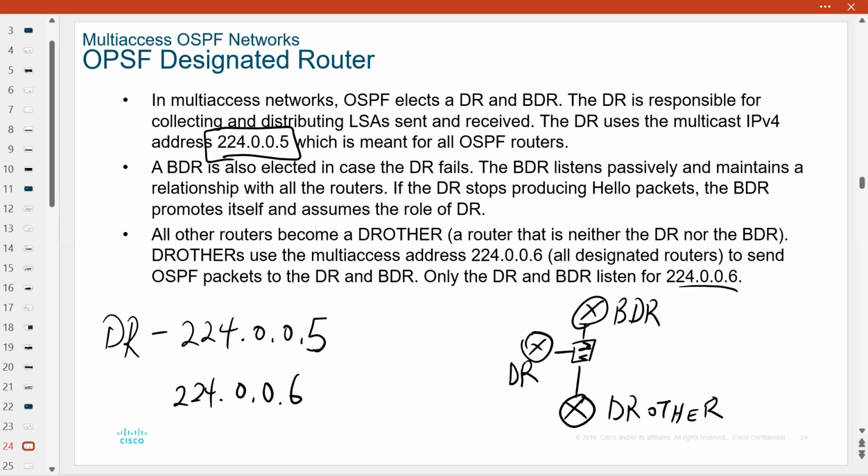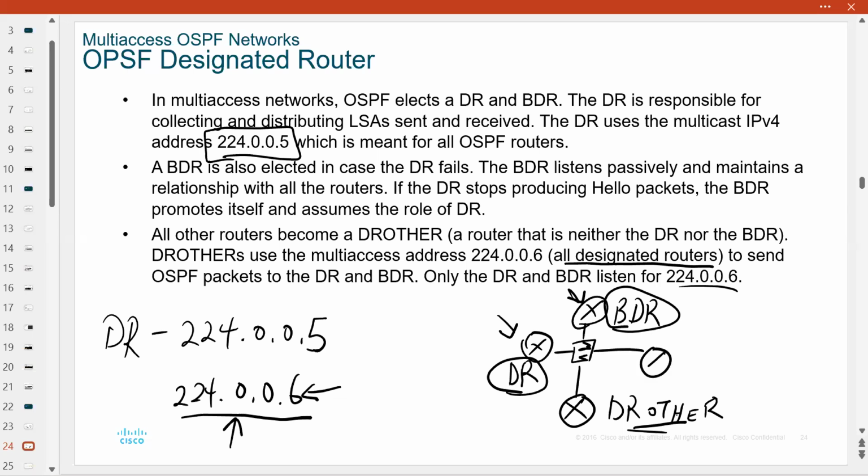So if a DR other wants to send an advertisement, it sends an advertisement using this multicast address, 224.0.0.6. This multicast address is destined for all designated routers. And what are all designated routers? All designated routers are the DR and the BDR. So a message with a multicast address like this is destined for these two here. So a DR other uses this address to send its advertisements. And when the DR receives the advertisements, it collects all the advertisements.